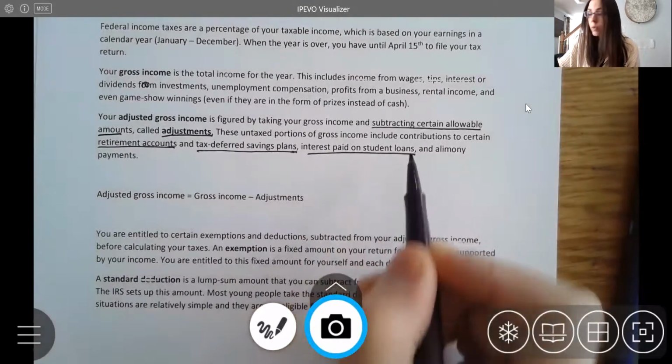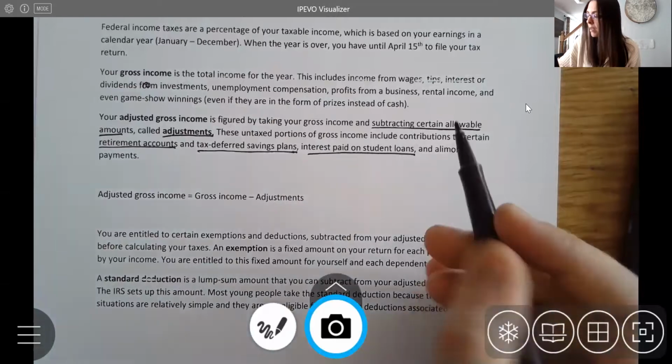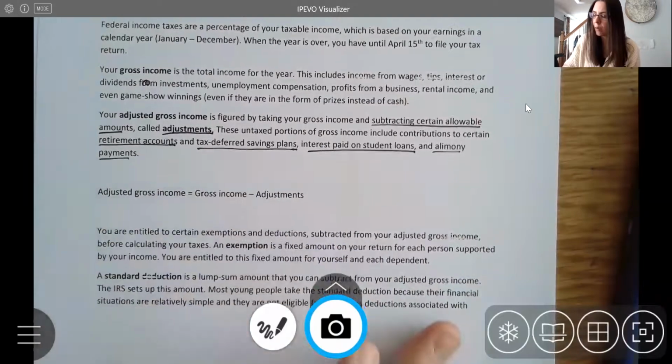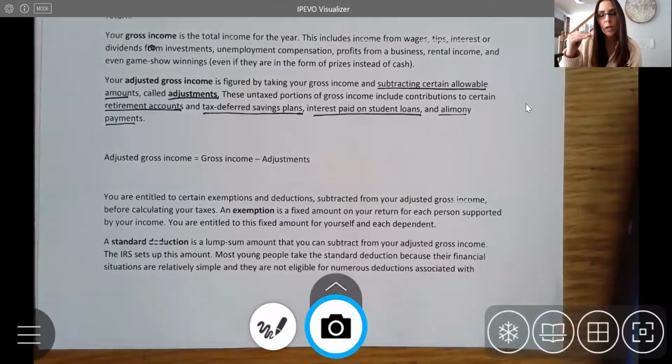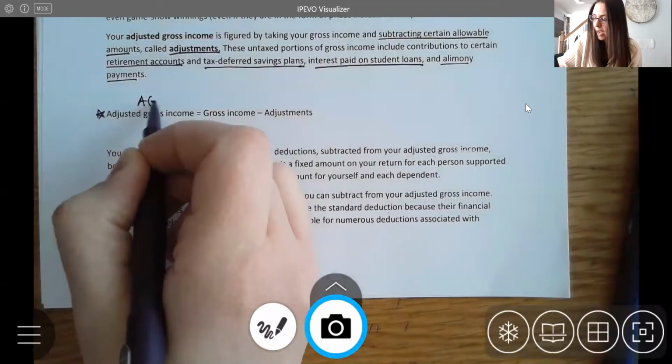Interest paid on student loans. Those of you who have student loans, if you're paying interest, you want to be reporting that when you do your taxes in April, and things like alimony payments as well. Again, these are very specific adjustments that we take away from your gross income to lower your taxable amount. Okay, so that's called your adjusted gross income. Sometimes you'll see this as AGI.